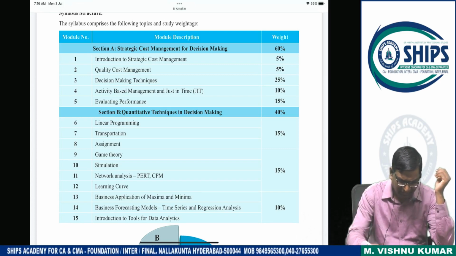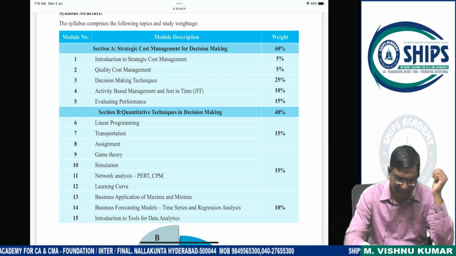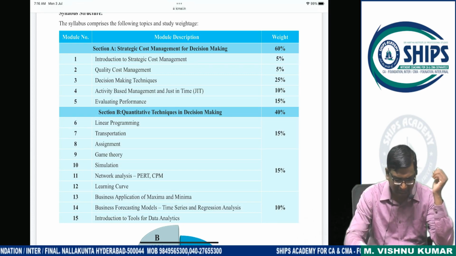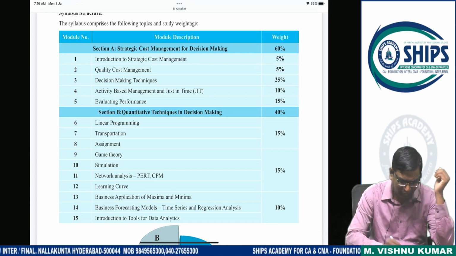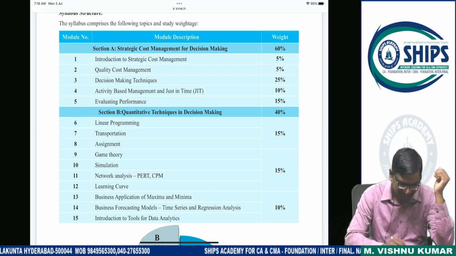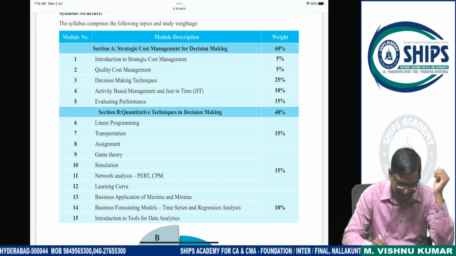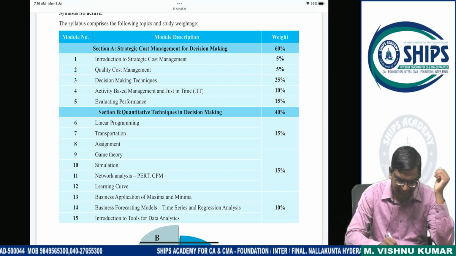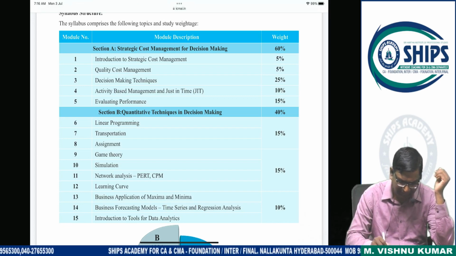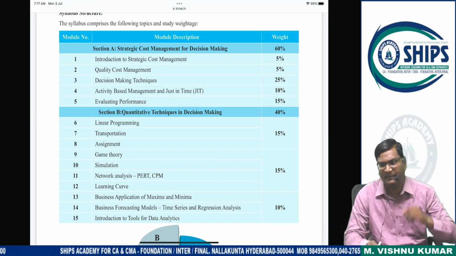Clear? Even though in costing also new things are introduced in the syllabus, two or three areas are part of the existing syllabus. So game theory is a totally new topic. Simulation was already there. Networking was already there. Learning curve was previously there. Now application of maxima, minima is a new topic. Time series regression is also a new topic. Tools for data analysis is also a new topic.